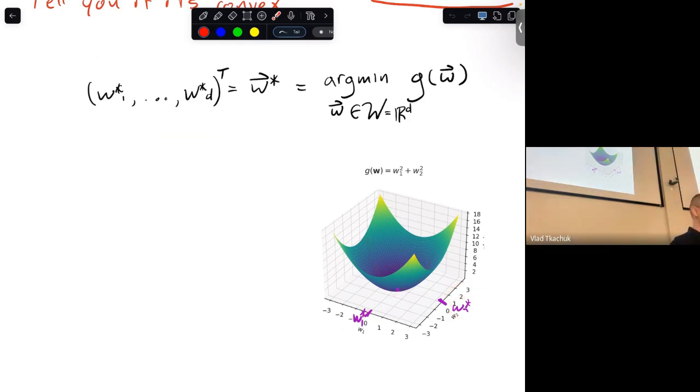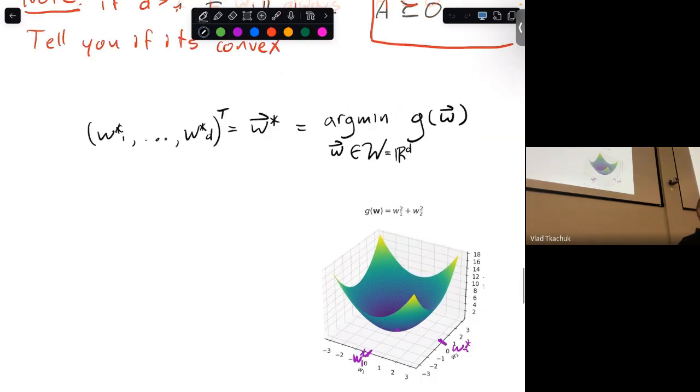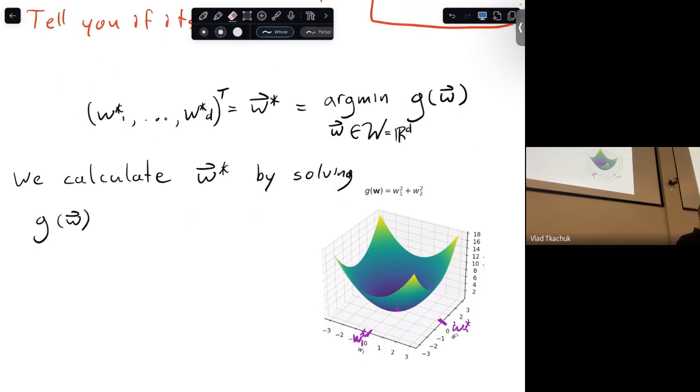Okay. And so to calculate this, we calculate w star vector by solving. Now we have to write the partial derivative, and for partial derivatives, you don't write g w vector prime. There's no meaning of this. Before, when we didn't have vectors, you could have written g prime.